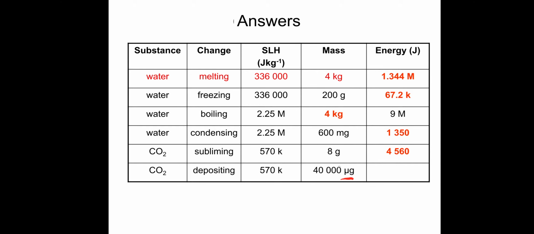So that would be 40,000. No, if it was grams, it'd be 40,000 times 10 to the minus 3. And with the micro, it's another minus 6. So it'd be 40,000 times 10 to the minus 9. And that gives an energy of 22.8 joules. Okay, let's move on. Hopefully that went okay.